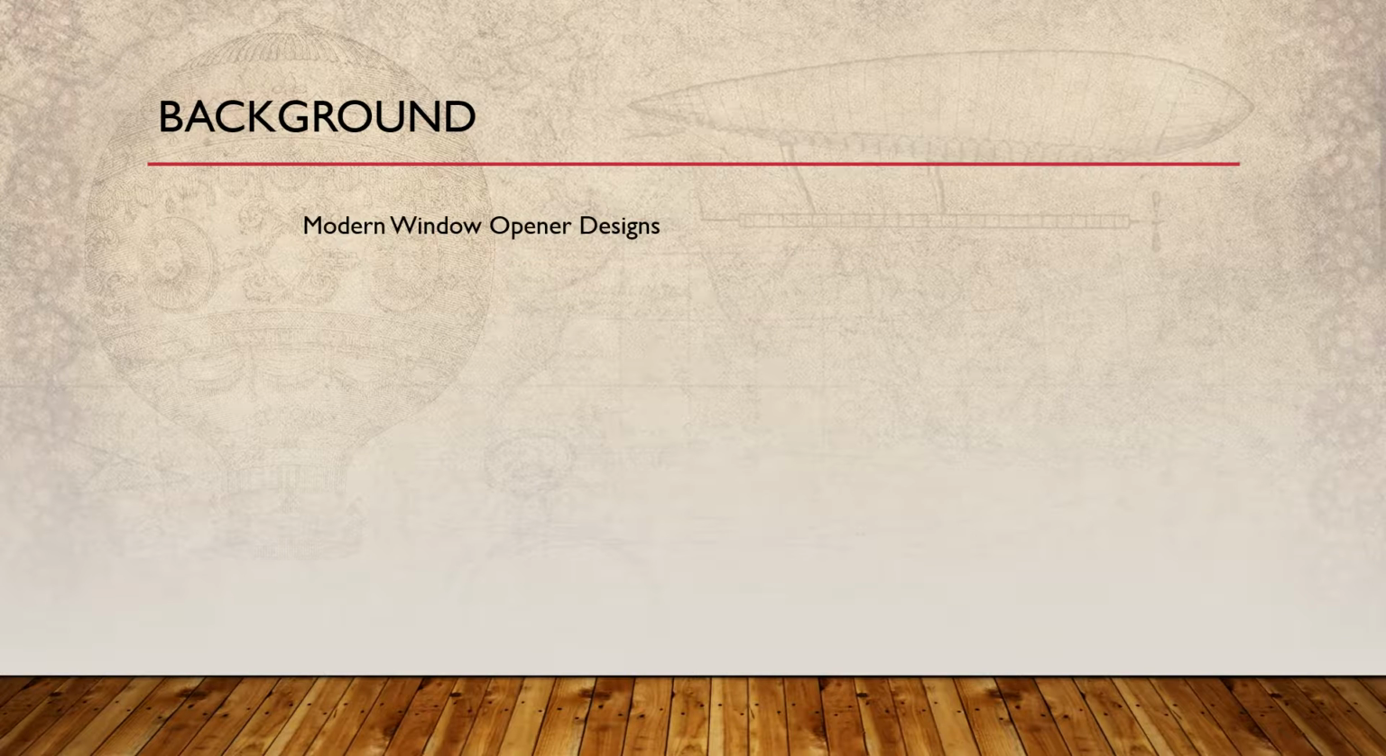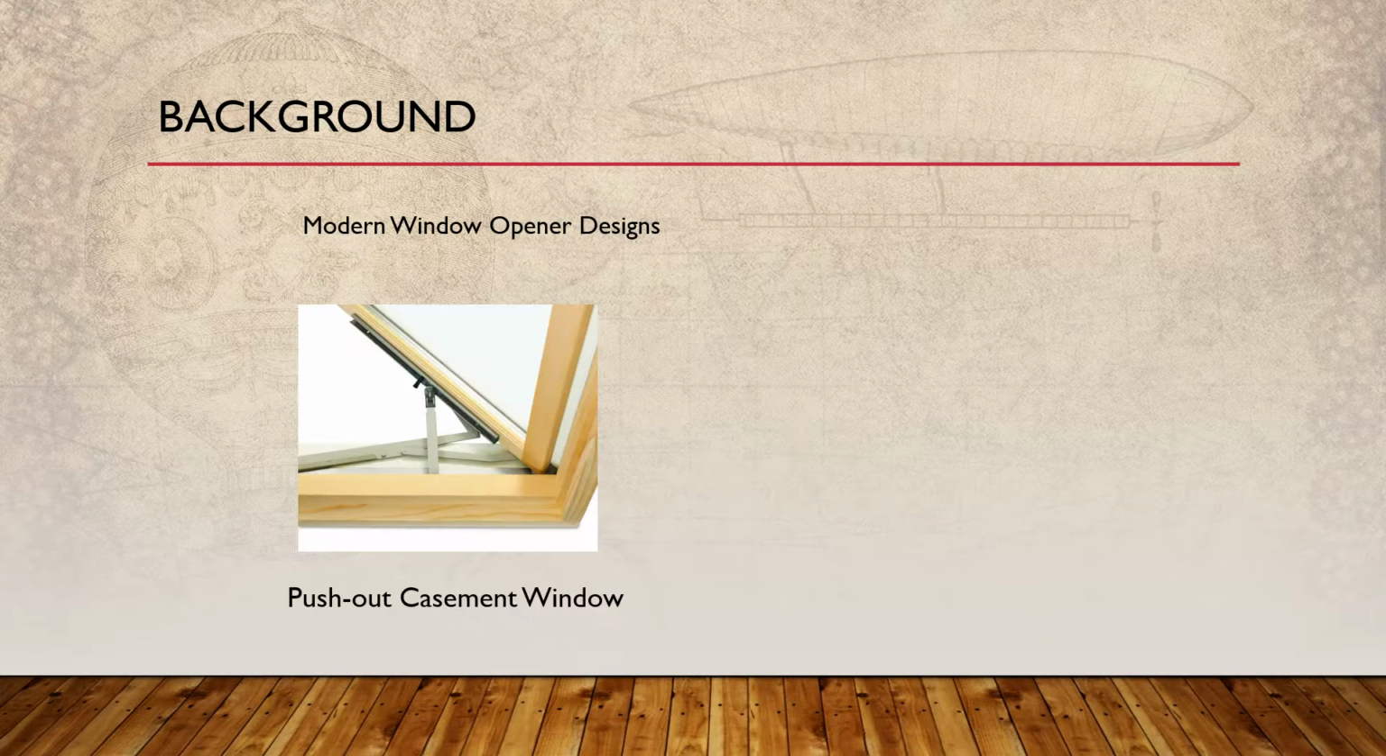Now, when we look at more modern window opener designs, there are many different variations and different types. There's also different types of ways to open a window, but we'll be sticking on just the ones that are very similar to the mechanism that we'll be designing today, which is based around a casement window. So when we're looking at a push-out casement window, we see that today's designs can typically be very complicated, very complex. They involve usually a lot of parts, and they're designed in such a way so that the window can open very easily, but at the same time not be blown shut by wind or something along those lines.